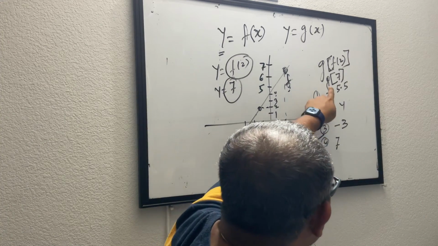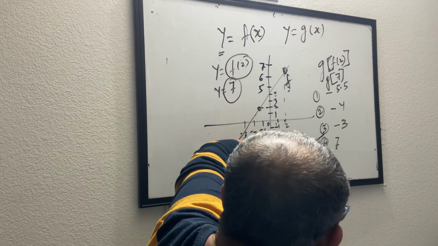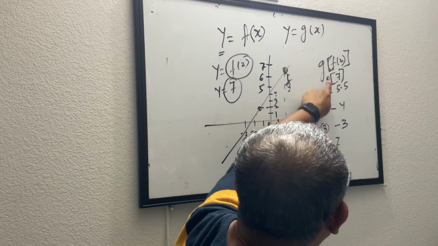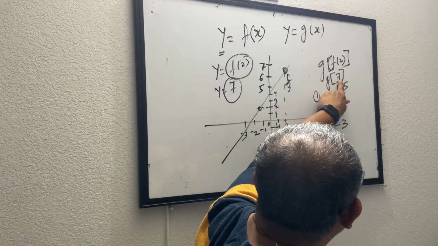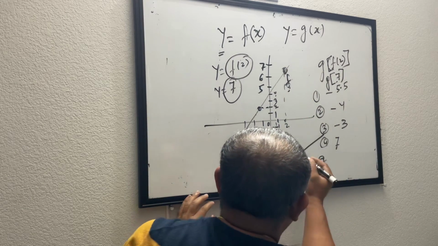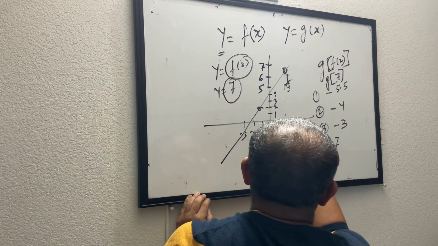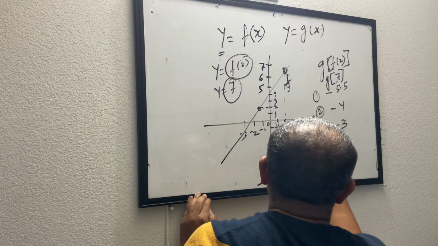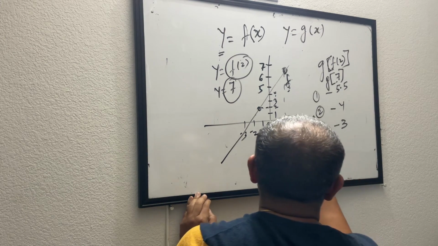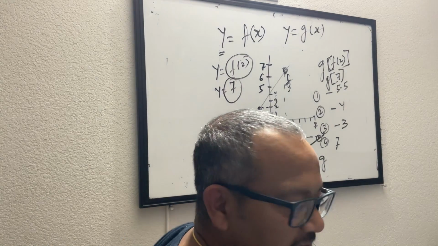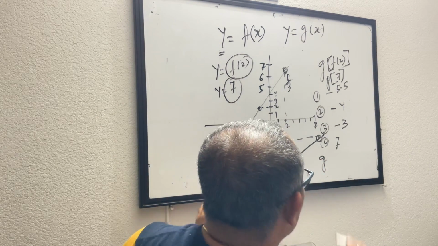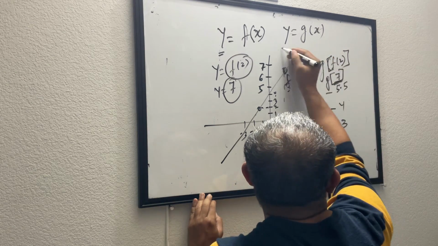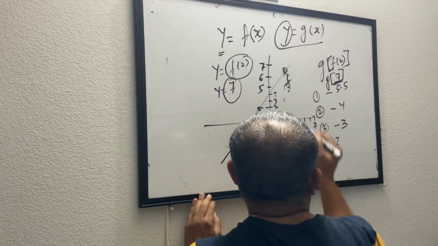So by looking at the function g, which is represented here, what is the output of this function? What is the y value of this function when the input is 7? Look at x equal to 7. 3, 4, 5, 6, 7. It is somewhere coinciding with -3. So when your x is 7, this is your y value.